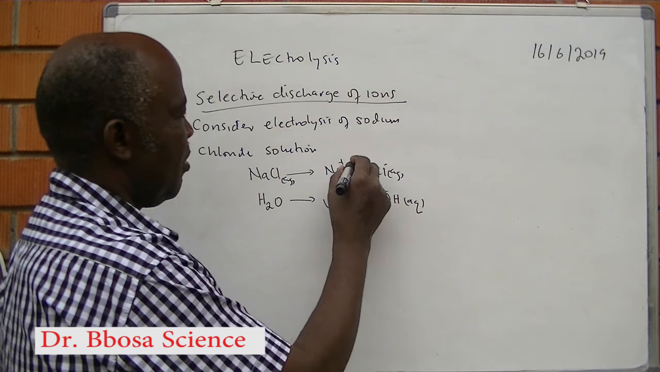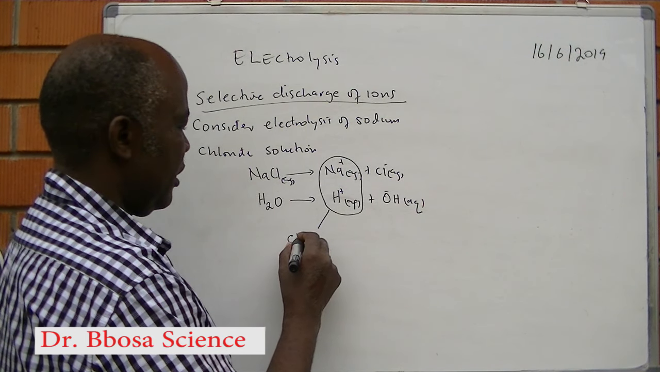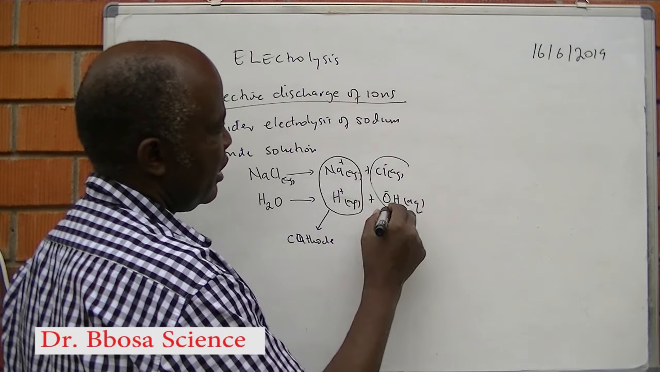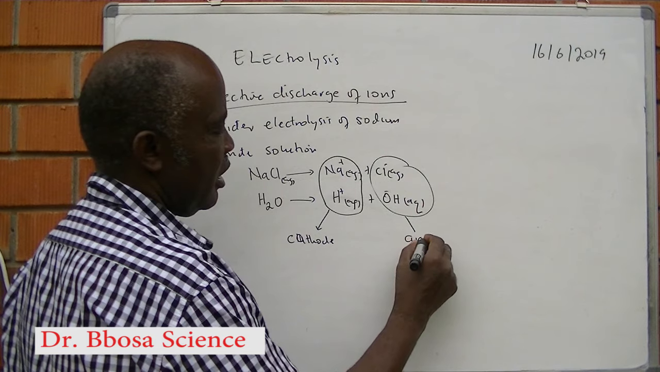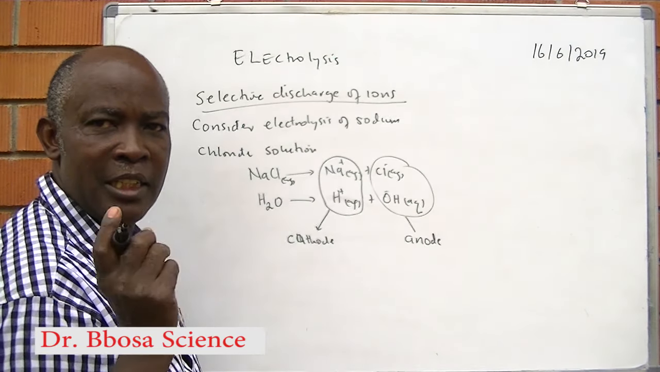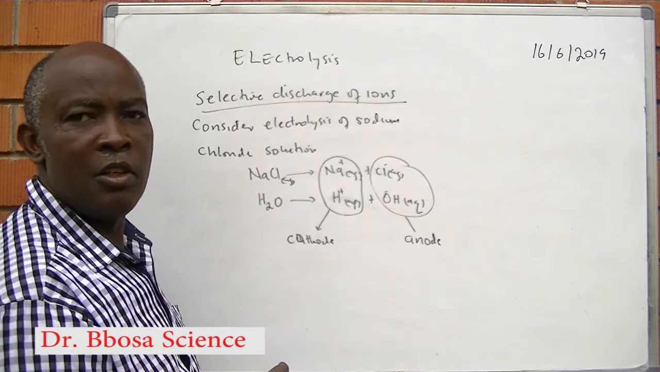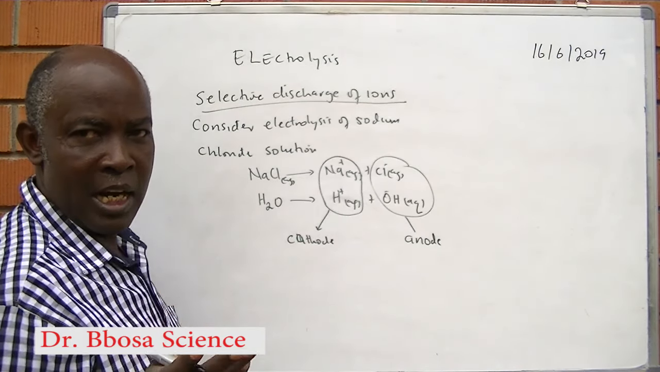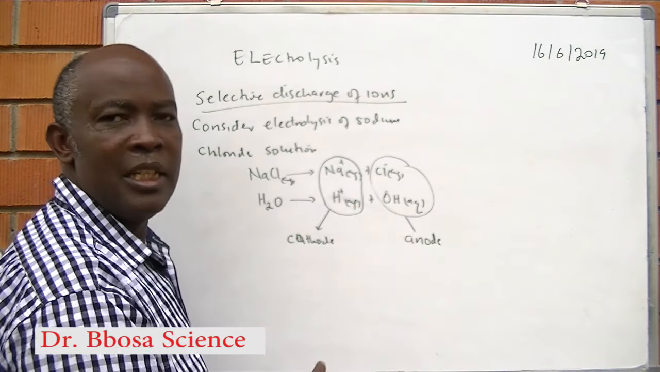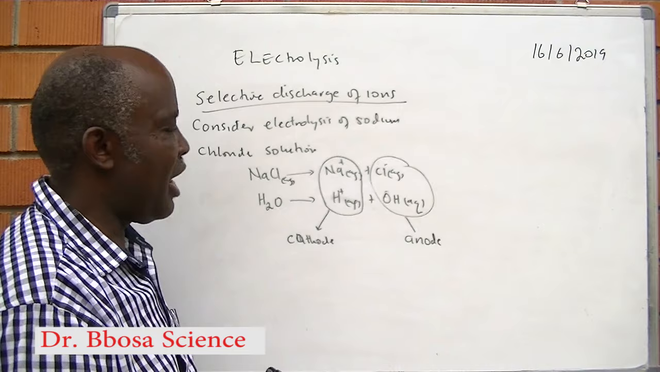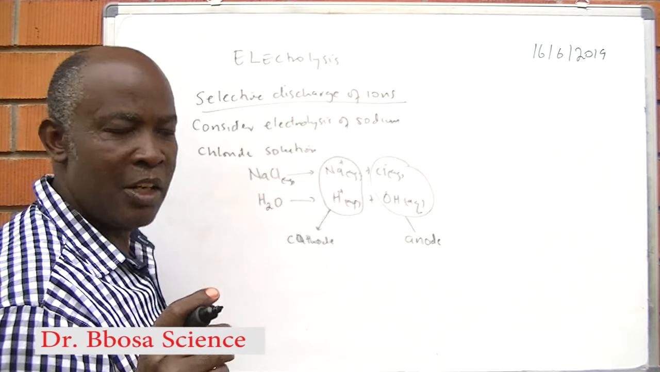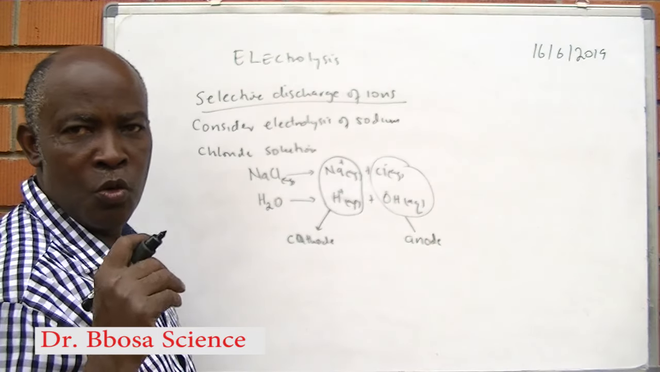The positive ions will migrate to the cathode. The negative ions will migrate to the anode. The question is, which of the two ions receives the first electron? Which of the two ions loses the first electron at the anode? We saw that at the cathode, cations receive electrons. At the anode, anions lose electrons. So the question is, which of the two cations receives the first electron? Which of the two anions loses the first electron?